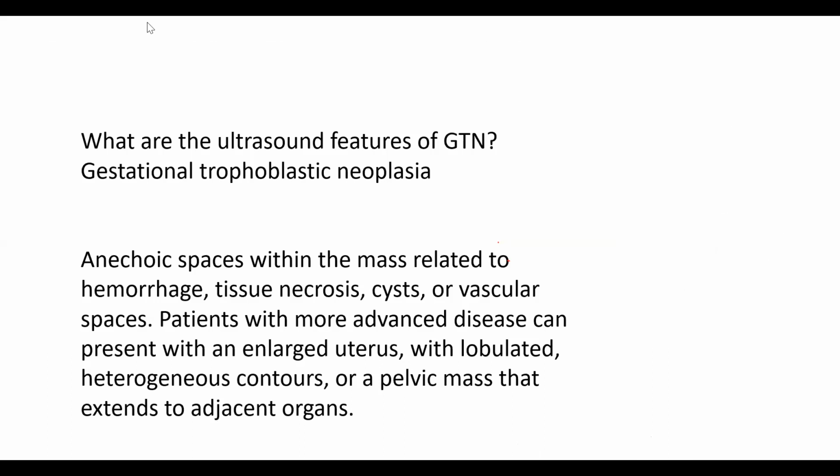The next question is about gestational trophoblastic neoplasia. In gestational trophoblastic neoplasia, there is an anechoic space within the mass related to hemorrhage, tissue necrosis, cyst, or vascular spaces. Patients with more advanced disease can present with just an enlarged uterus with lobulated heterogeneous contours, or even a pelvic mass that extends to the adjacent organs. What adjacent organs are in the pelvis, we will not discuss because that is already in your course.